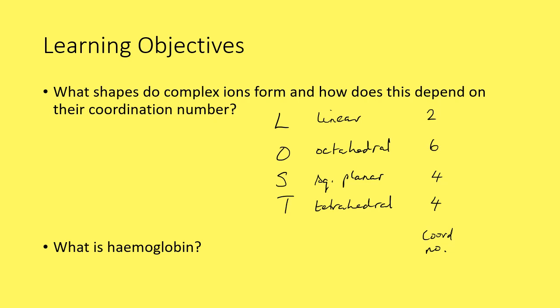And let's just list out our bond angles. So with our tetrahedral, it's going to be about 109 degrees. And the square planar bond angle will be 90 degrees. And as with the octahedral, be 90 degrees. And of course, the linear would be 180 degrees. So hopefully that helps you remember the shapes and the bond angles. So lastly, let's have a look at haemoglobin.